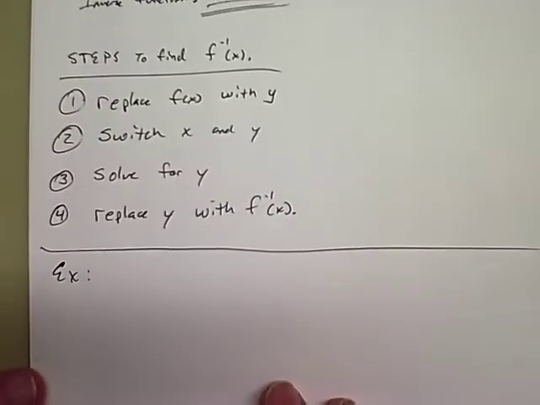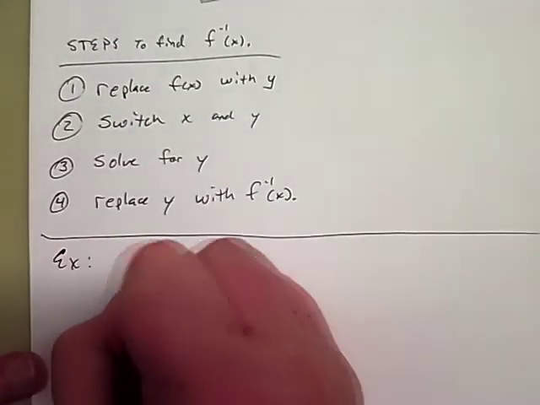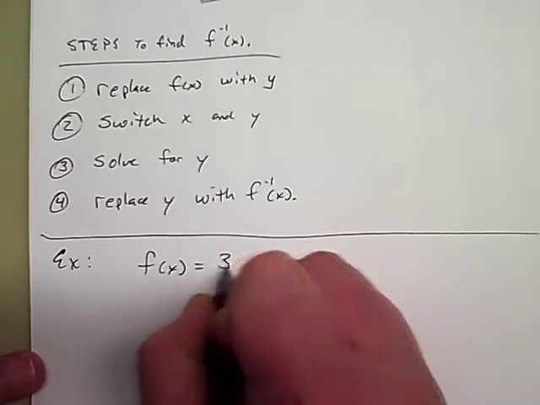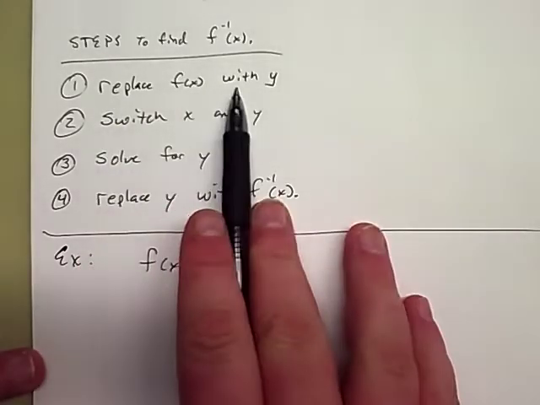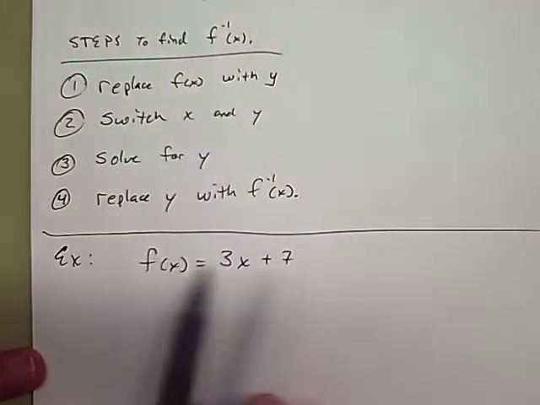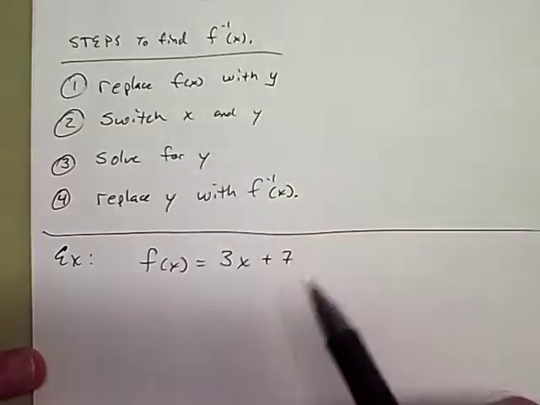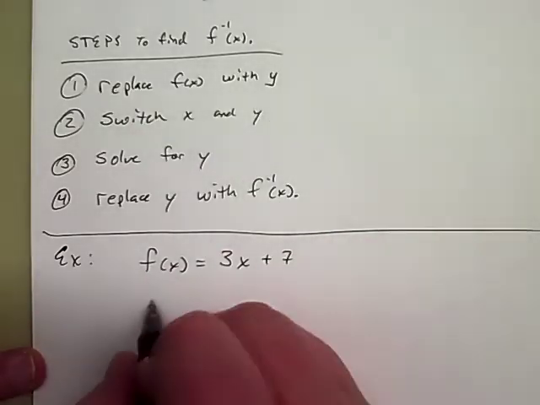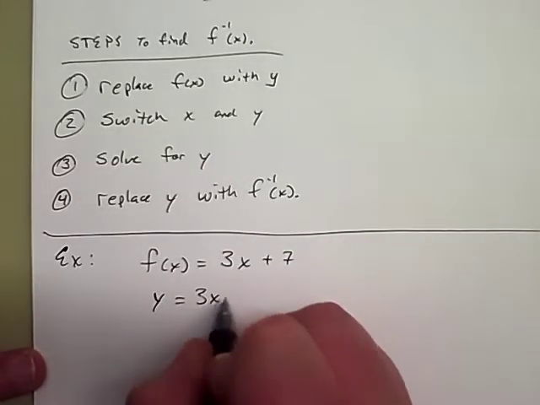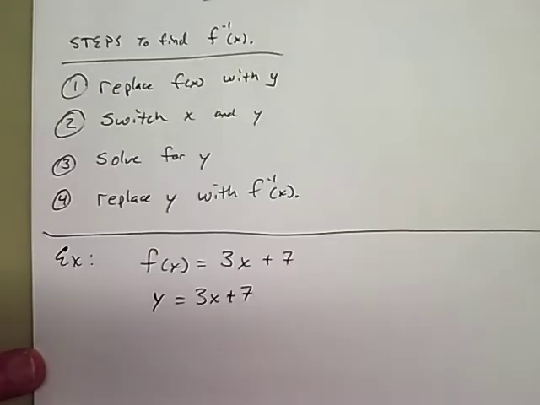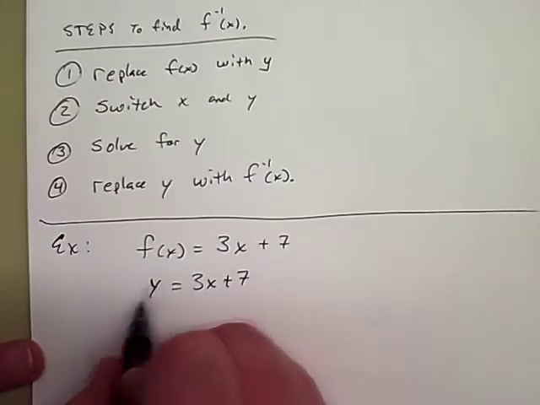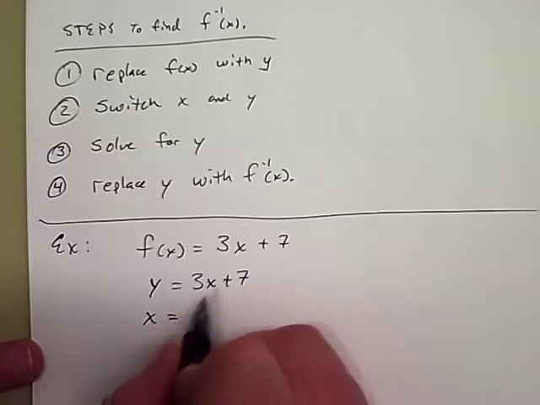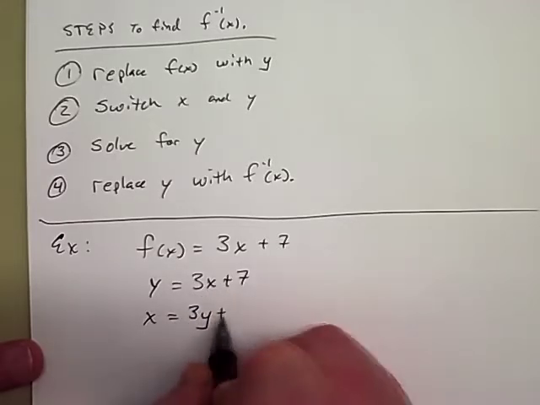The first example we're going to take a look at is f of x equals 3x plus 7. Step one. Our goal, right, is to find the inverse function. So step one, replace f of x with y. Here's f of x, I'm going to write y. Step one, check. Step two, switch my x and my y. Here's y, so it becomes x. Here's x, so that becomes y.